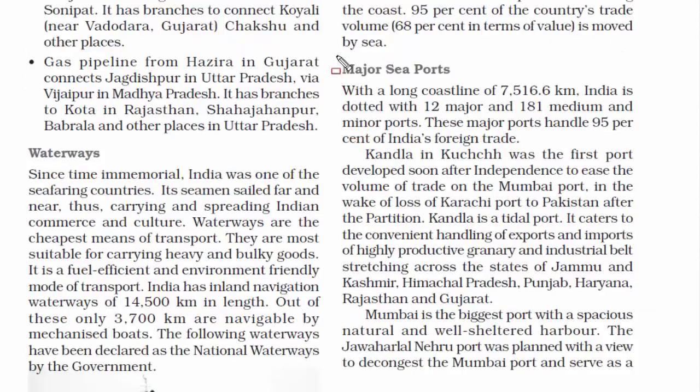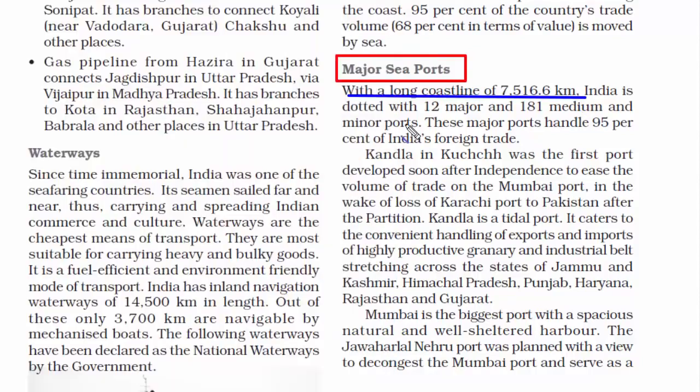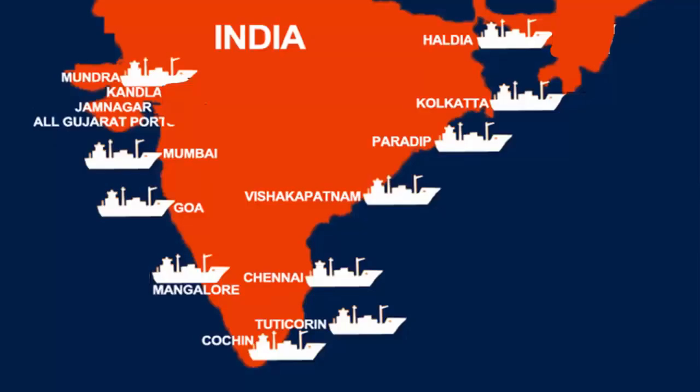And the next topic is major seaports. Now India has a coastline of around 7,516 kilometers, and then we have 12 major and 181 medium and minor ports, and 95% of our foreign trade is handled through these seaports. So I'll just show you all the seaports of India in a map. Just have a look at it.